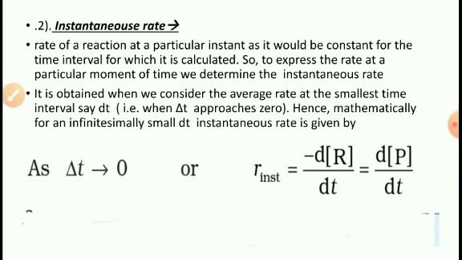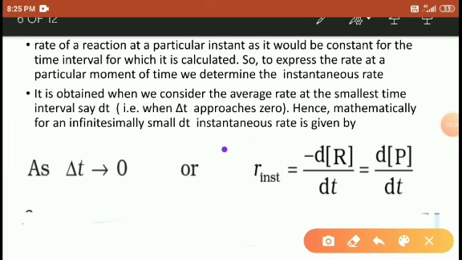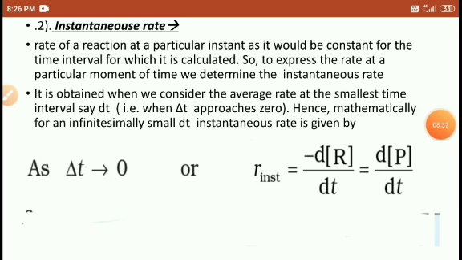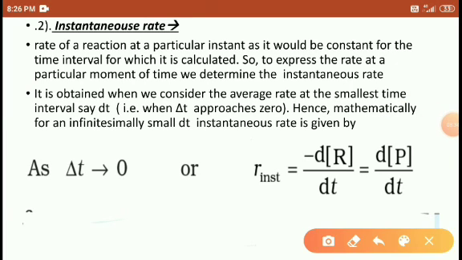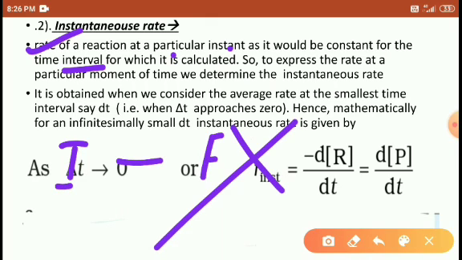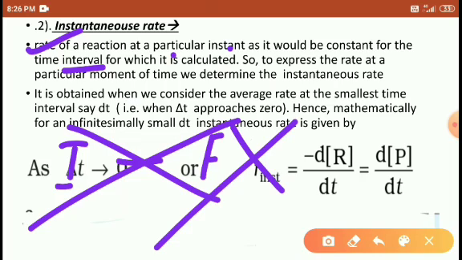Okay, the second one is the instantaneous rate, students. In this instantaneous rate, we consider the rate of reaction at a particular instant. The time interval is constant here, meaning there is no initial to final. We are not considering the initial and final case.